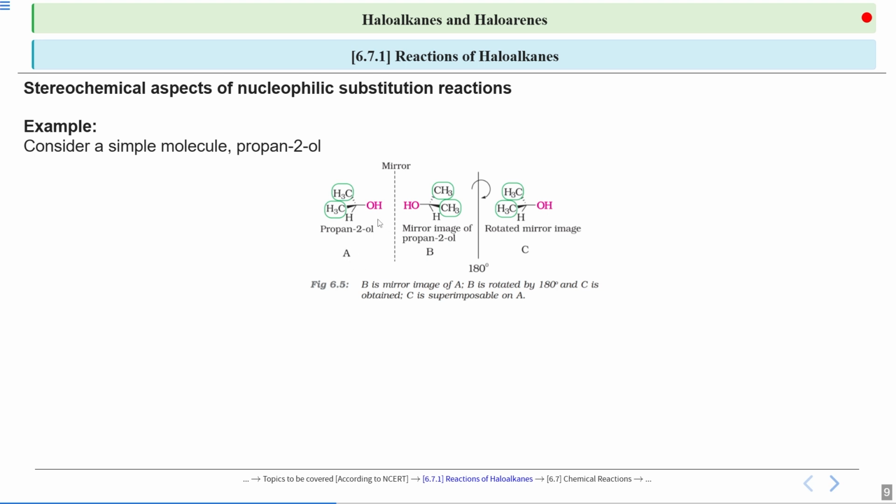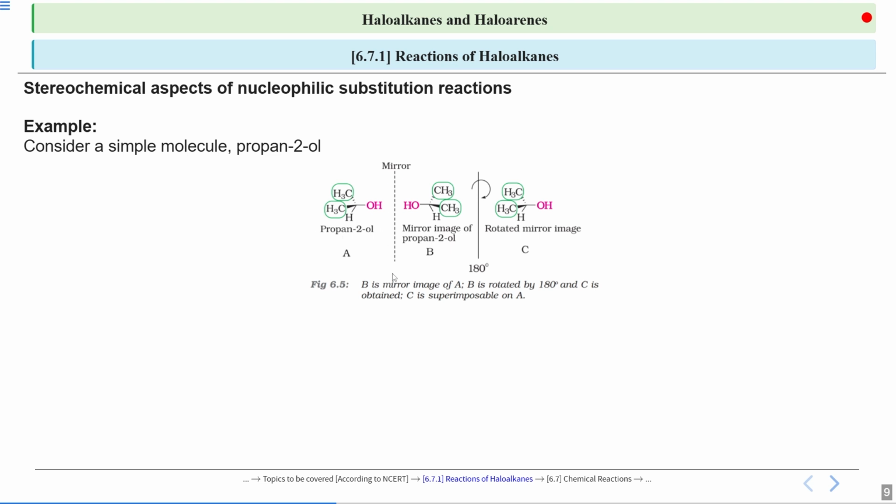We are drawing the 3D structure, diagram A, of propan-2-ol, where this is the carbon at which there are two methyl groups, CH3 and CH3. One is outside the plane and one is inside the plane. There is one hydrogen in the plane, and the hydroxyl group is also in the plane, on the same carbon. This is propan-2-ol.